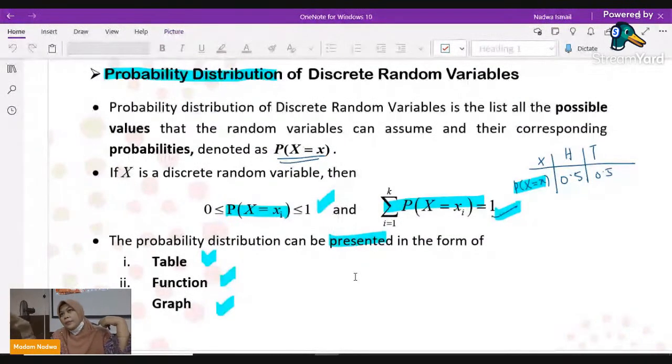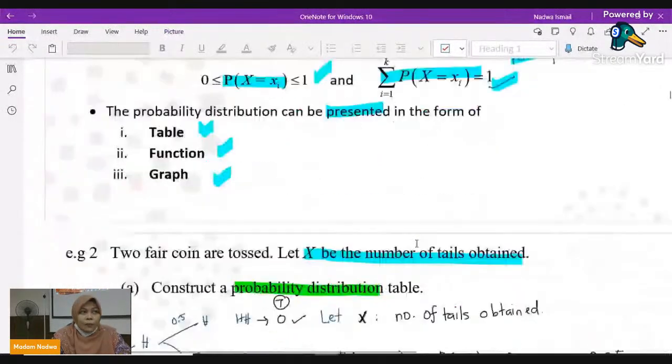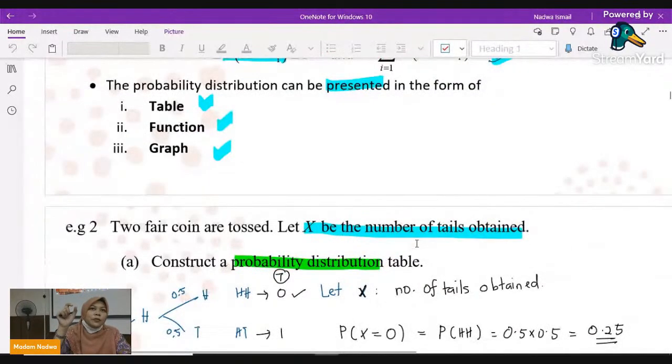Kalau dia bagi dalam bentuk table dah tak ada masalah. But then kalau dia bagi dalam bentuk function ataupun graph, selalunya function lah, jarang bagi dalam bentuk graph. However, if it's given to you in function ataupun graph, tolong tukar dia dalam bentuk table, because discrete random variables ni lebih mudah kita nak nampak dan work out menggunakan table. So that is the PDF, probability distribution. PDF ni probability untuk satu nilai X.